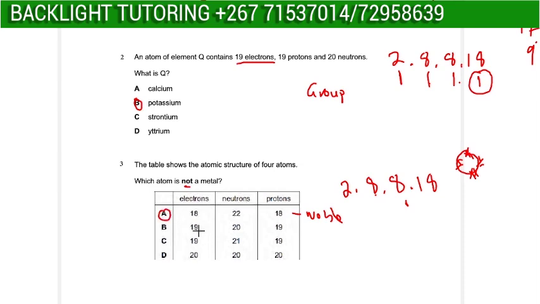The last one you can see is 19, so it has 1 electron in the outer shell, and then 1 electron, 2 electrons. So these are properties of a metal. And then let's look at question 4.